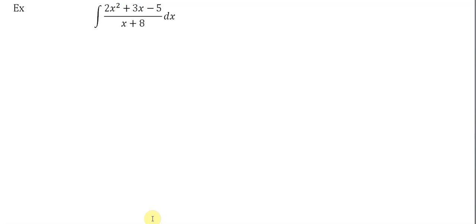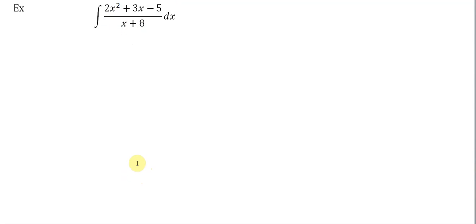But regardless, how do we go about a problem like this? Well, let's consider our options. How about integration by substitution? Well, the derivative of the top is 4x plus 3, which is not a clean multiple of x plus 8 by any means, so that's going to get us into something that's a little bit messy.